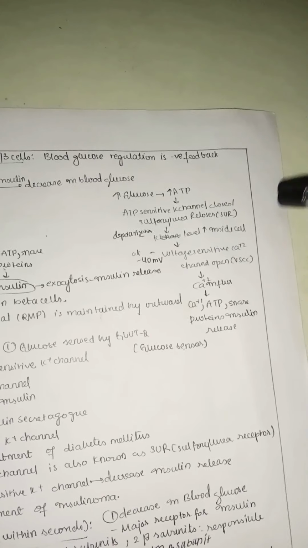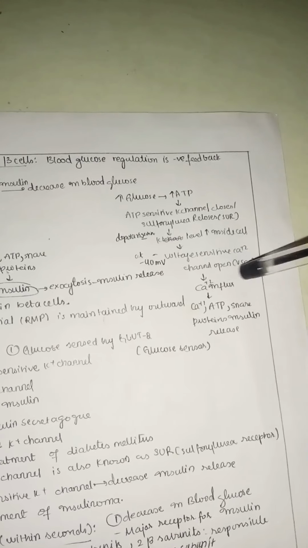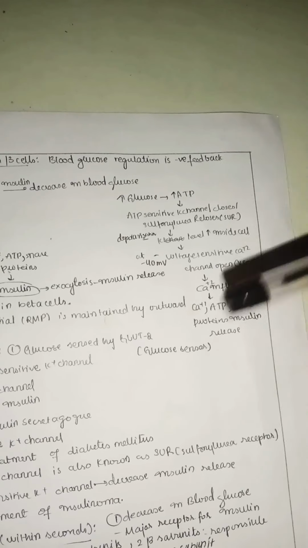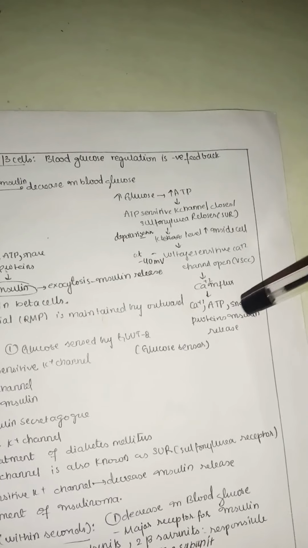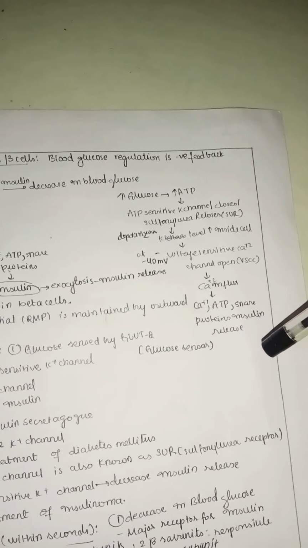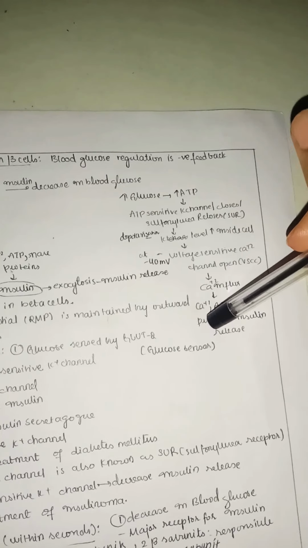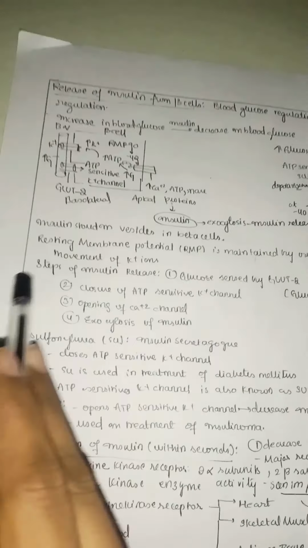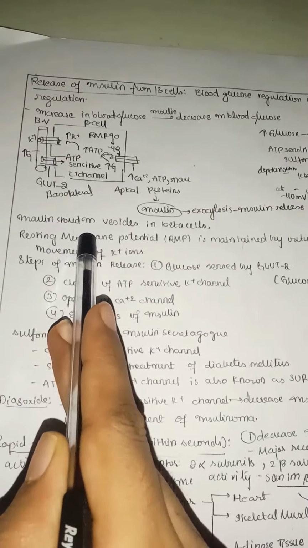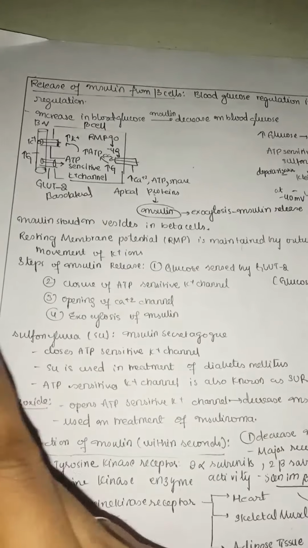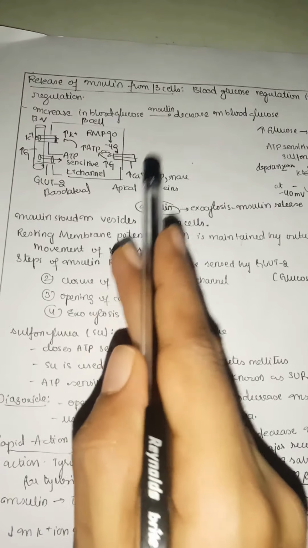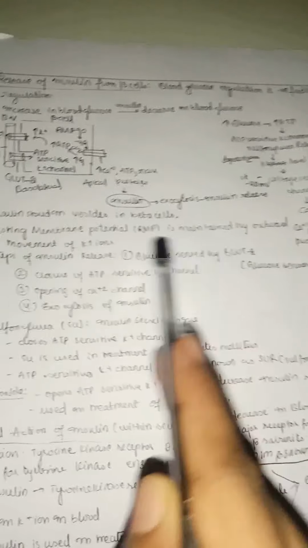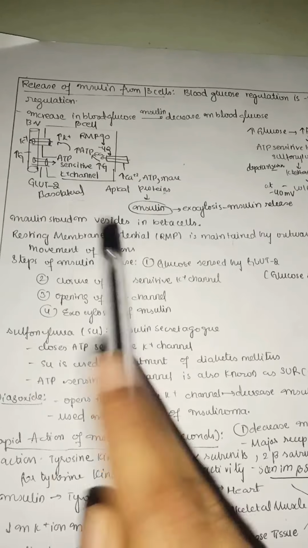Later, the voltage sensitive calcium channel opens, in short form VSCC. Because of this, there is calcium influx. And because of this, not only calcium but along with that ATP and snare proteins enter, and insulin is released. Because of the entry of these, insulin undergoes the exocytosis process and comes out. Insulin is stored in vesicles in beta cells, and it is released whenever there is this entry of calcium, ATP, and snare proteins. The resting membrane potential is normally maintained by outward movement of potassium ions.